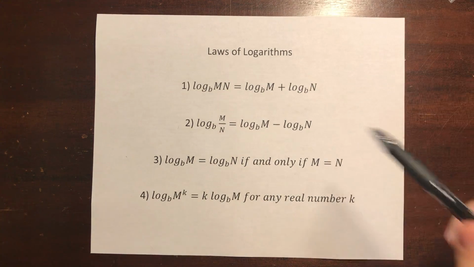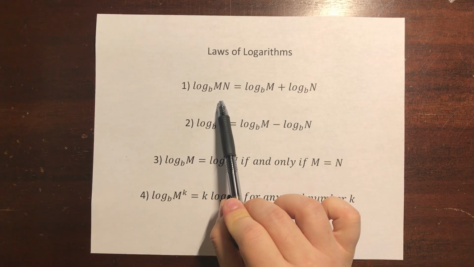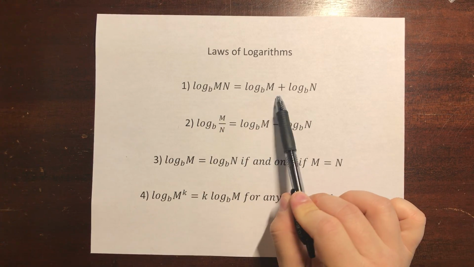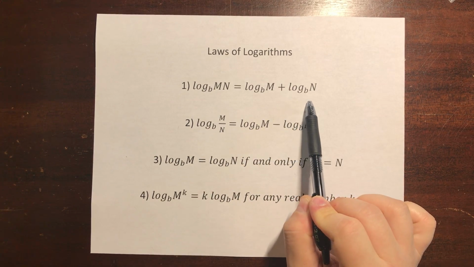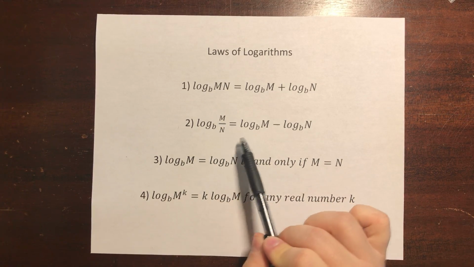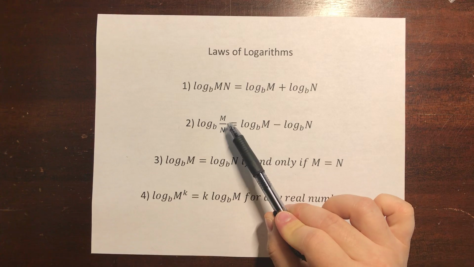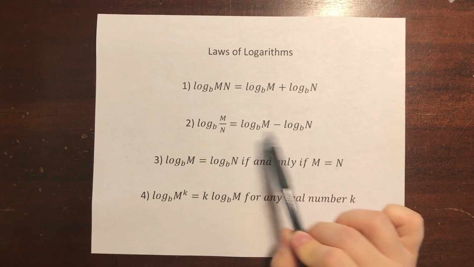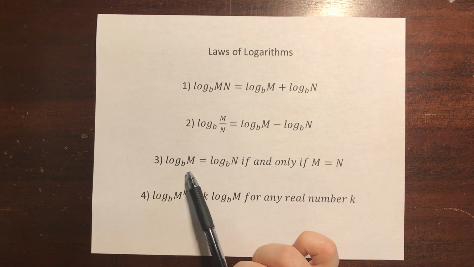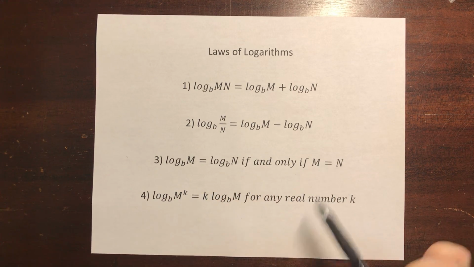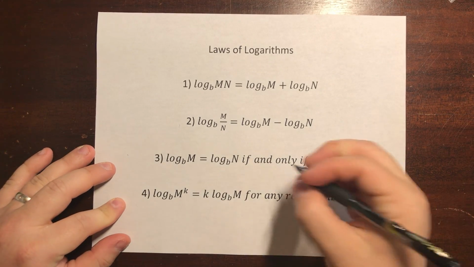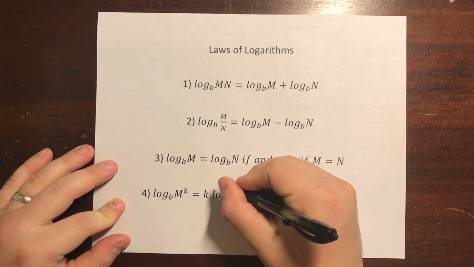But remember, if we have a logarithm where we're multiplying, log base b of m times n, we can rewrite that as log base b of m plus log base b of n. Log base b of m over n, remember these are subtracted, so this is log of m minus log of n. And then log base b of m equals log base b of n if and only if m is equal to n.